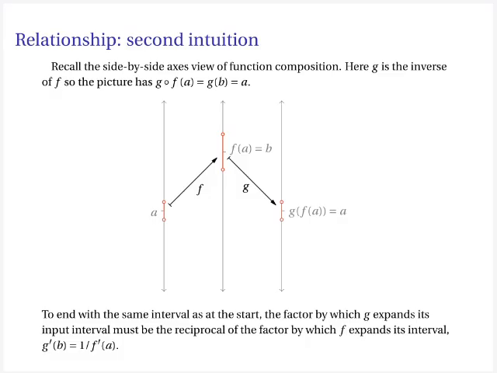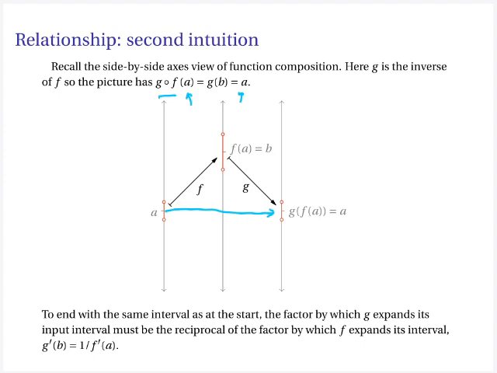A second way to see the same thing is to think about the side-by-side axes picture of function composition. We know that function composition for inverse functions exactly means that if you put the two functions together, you end up back where you started from. If you started from a, then you end up back at a. And now remembering that the derivative is the local expansion rate of the function.